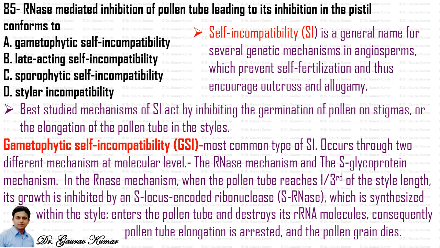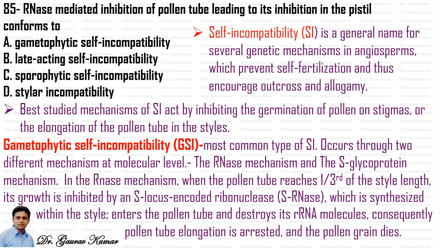So I will just discuss here the gametophytic self-incompatibility. This is the most common type of self-incompatibility, and it occurs through two different mechanisms at molecular level, the RNase mechanism and the S-glycoprotein mechanism. In the RNase mechanism, when the pollen tube reaches around 1/3 of the style length, its growth is inhibited by an S-locus encoded ribonuclease, which is called sRNase, which is synthesized within the style, and it enters the pollen tube and destroys the rRNA, that is the ribosomal RNA molecule in the pollen tube, due to which the pollen tube elongation is arrested and the pollen grain dies.